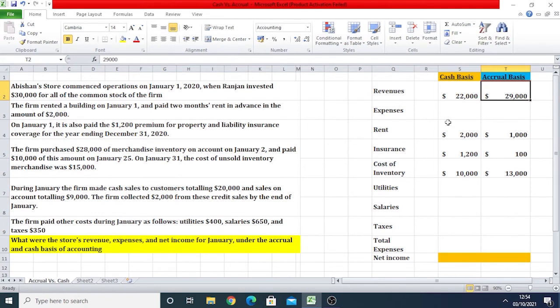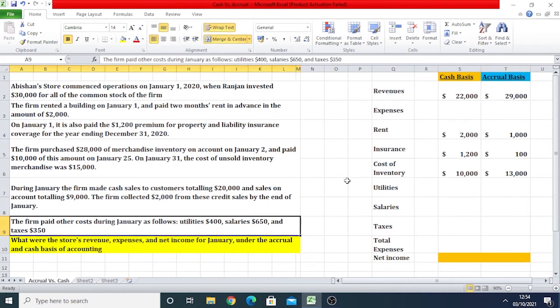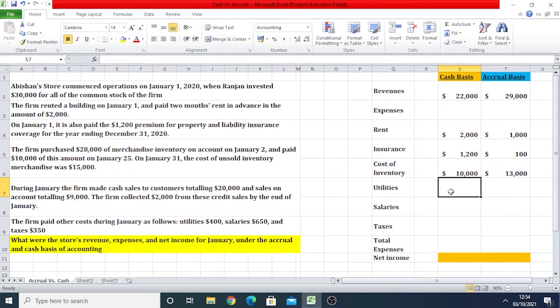The firm paid other costs during January as follows: utilities 400, salaries 650 and taxes 350. The business paid expenses immediately after incurring them. All three expenses were paid in the same month. Both events happened in the same month. So how are we going to record them in the income statement? Under both methods of accounting, the business will record utilities 400, salary 650 and taxes 350.